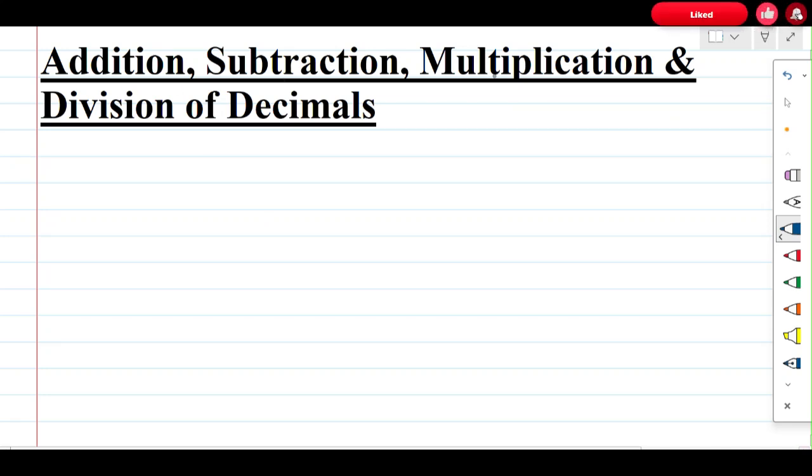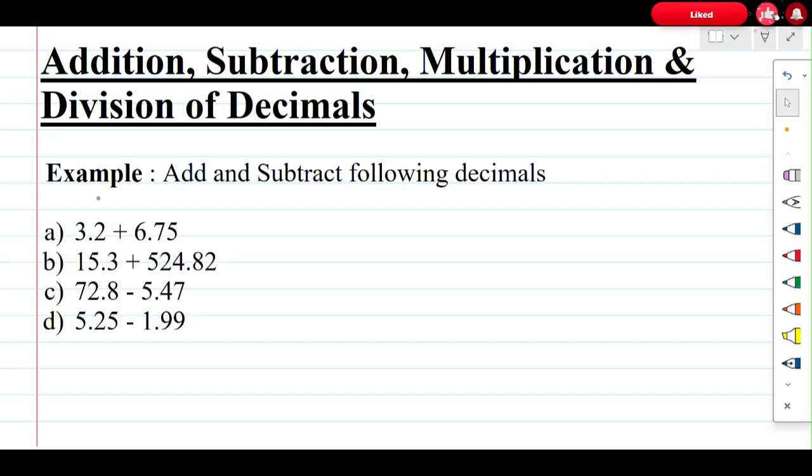Addition, subtraction, multiplication, and division of decimals. Let's do some examples to understand how we add, subtract, multiply, and divide decimal numbers. In the first example, add and subtract the following decimals. We have 4 parts, 2 for addition and 2 for subtraction.